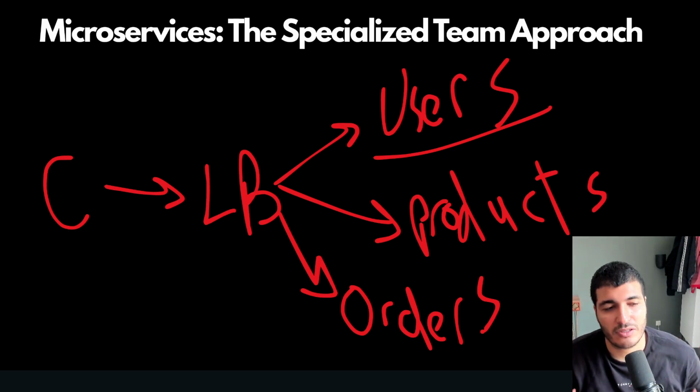Also, we have team autonomy, because small dedicated teams can own specific services end-to-end, promoting agility and ownership as well.